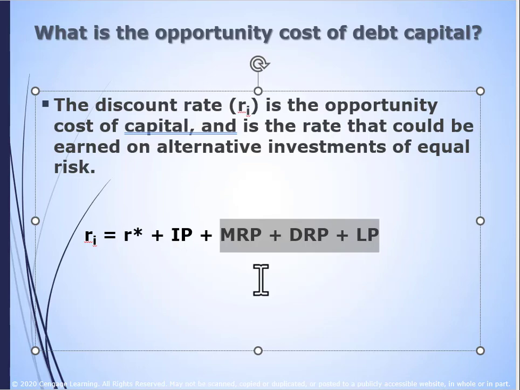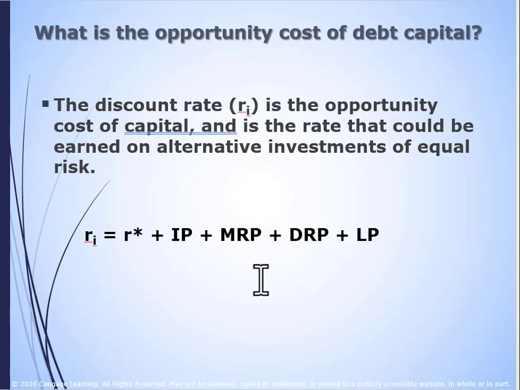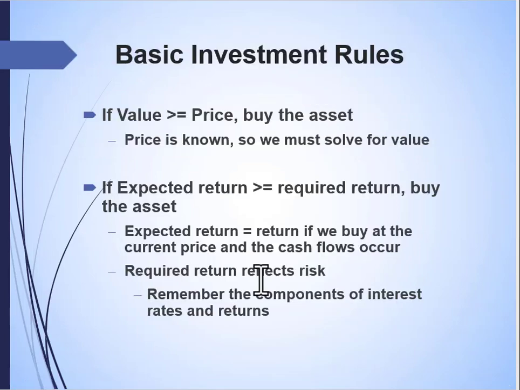What if it was triple B? You can find that out in the real world in data banks that tell you what the average yield is for those types of investments. So we can find this number. Now we have some basic investment rules, and I've just added this so we can understand the process, right? Our first rule says if the value of an asset is greater than or equal to its price, you would want to buy the asset.